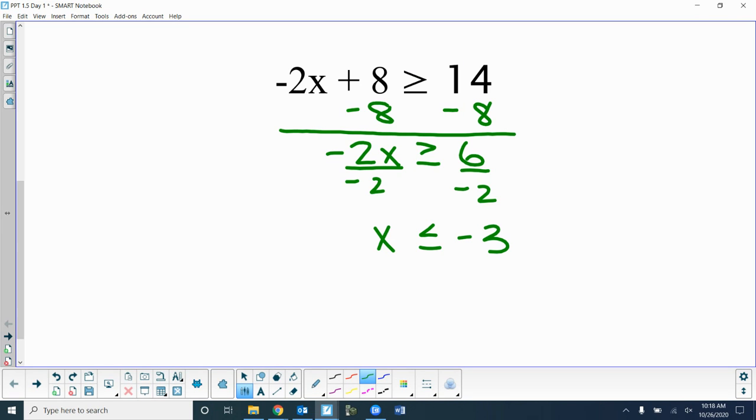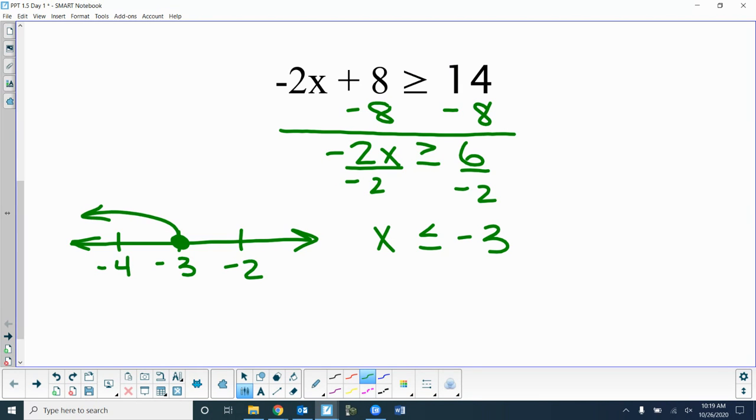And then again, we'll graph it. So -3 is in the middle, -4 would be to the left, -2 to the right. Remember, that's the right order for those. Let's make sure we put them in the right order. Every year I get kids that switch that. Again, it's less than or equal to, so we got a solid dot at -3, less than will be towards the -4. So the basic, simple inequality. Okay? Any questions?